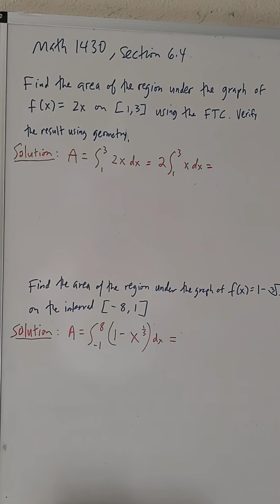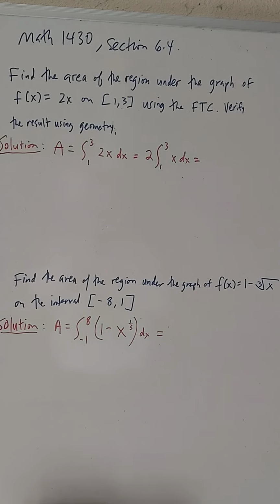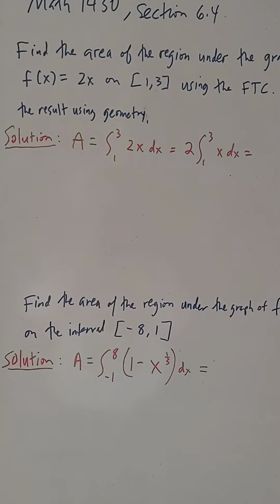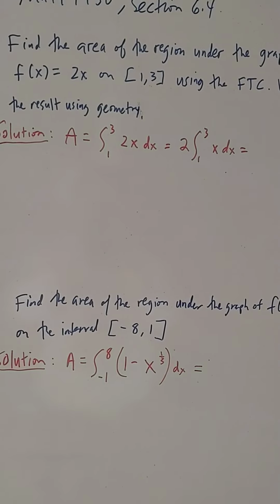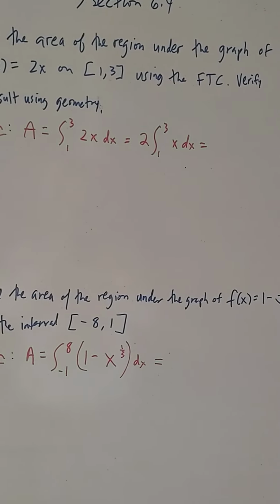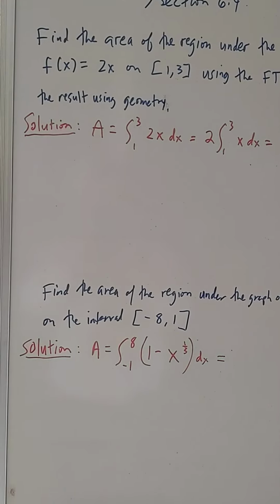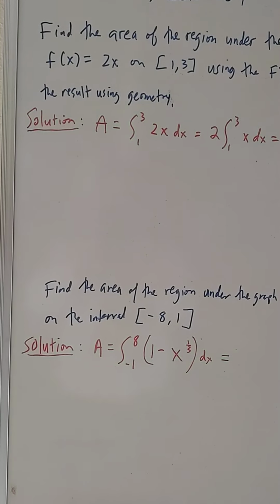Here's the first one. Find the area of the region under the graph of f of x equals 2x on the closed interval 1 to 3. That means x equals 1 to x equals 3. Using the FTC, Fundamental Theorem of Calculus. And then we want to verify our result using geometry.